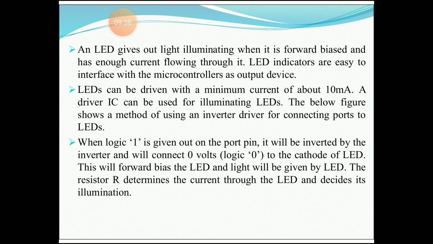When a logic 1 is given out onto the port pin, it will be inverted by the inverter and will connect 0 volts or logic 0 to the cathode of the LED. This will forward bias the LED and light will be given by the LED. The resistor R determines the current through the LED and decides the intensity of the light.